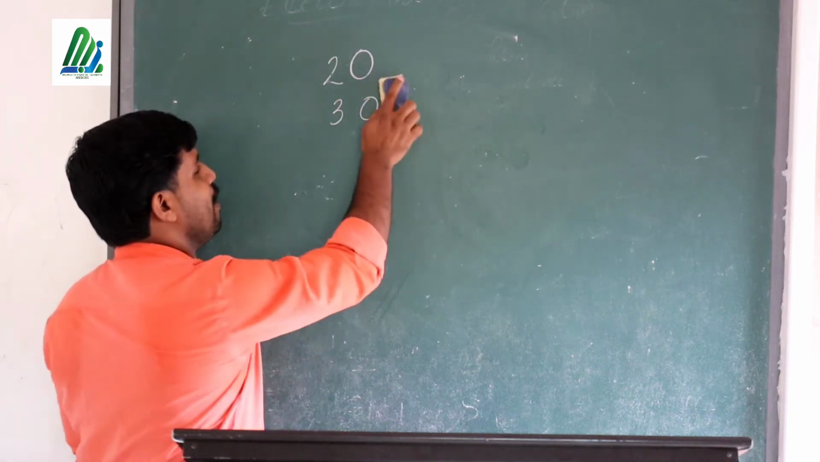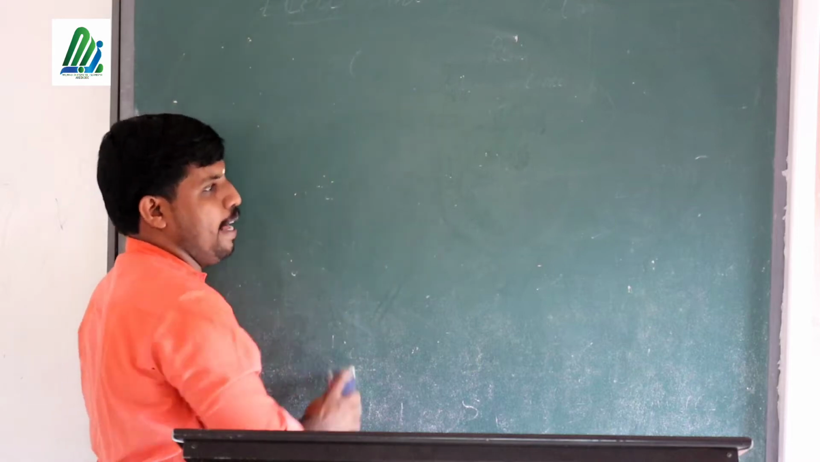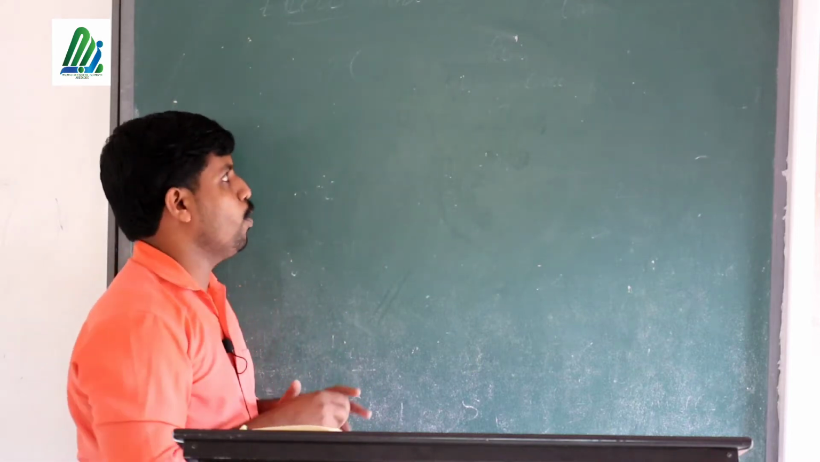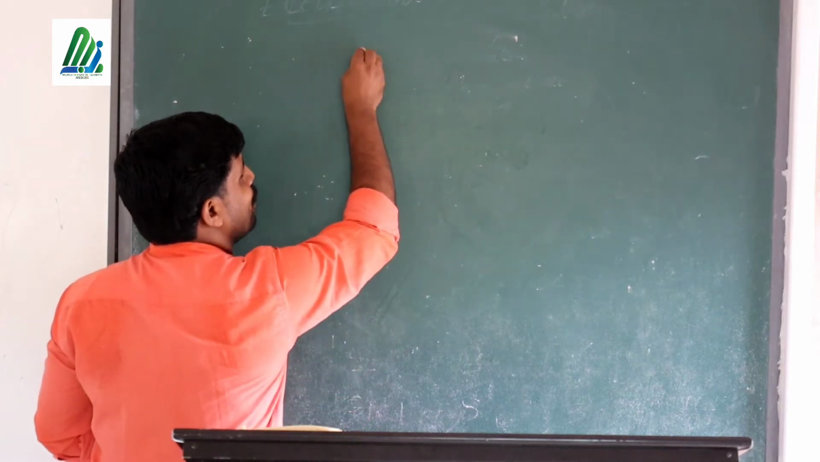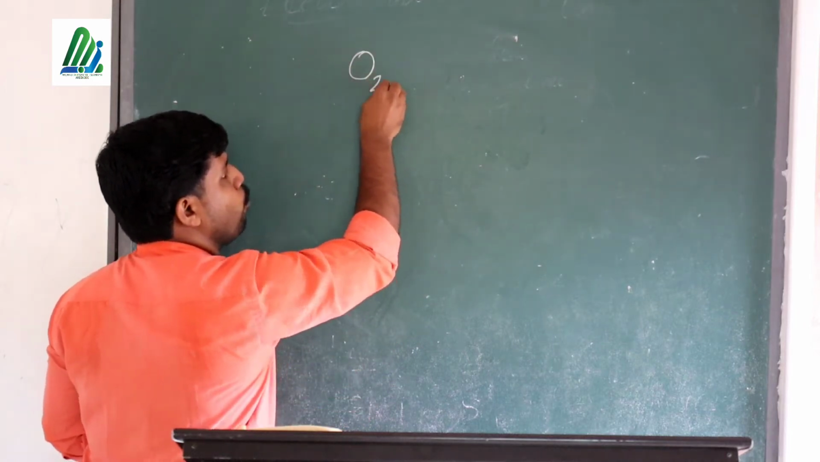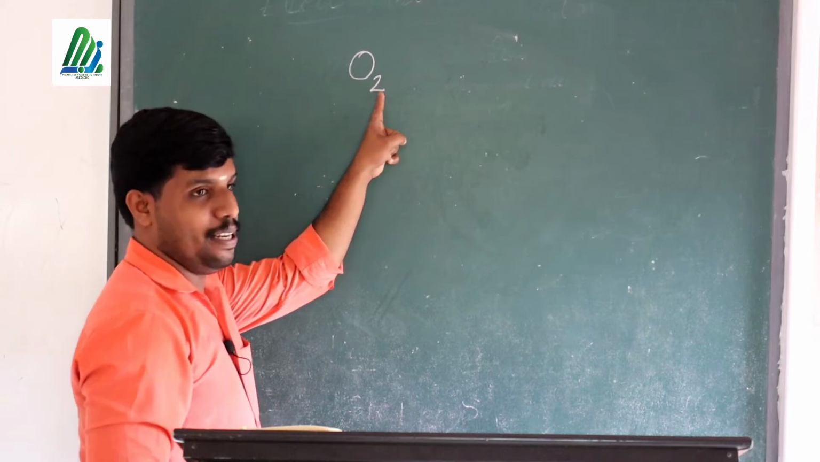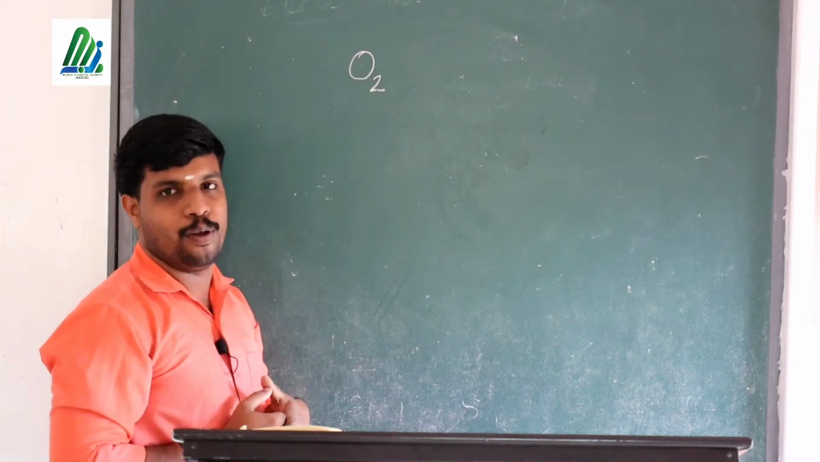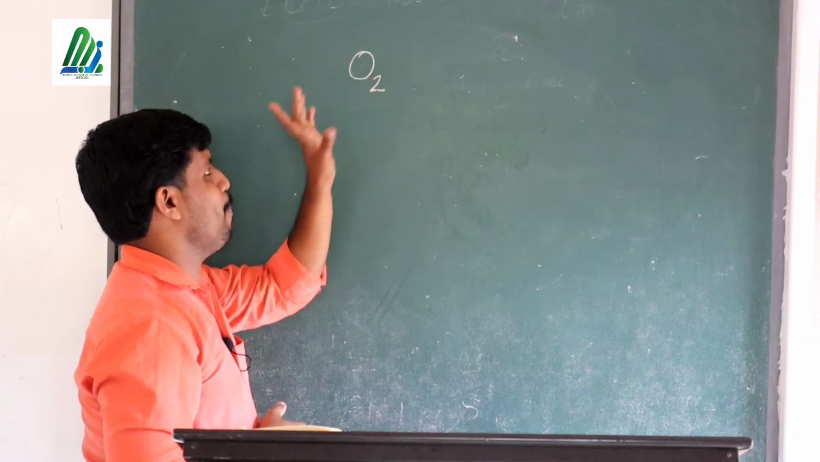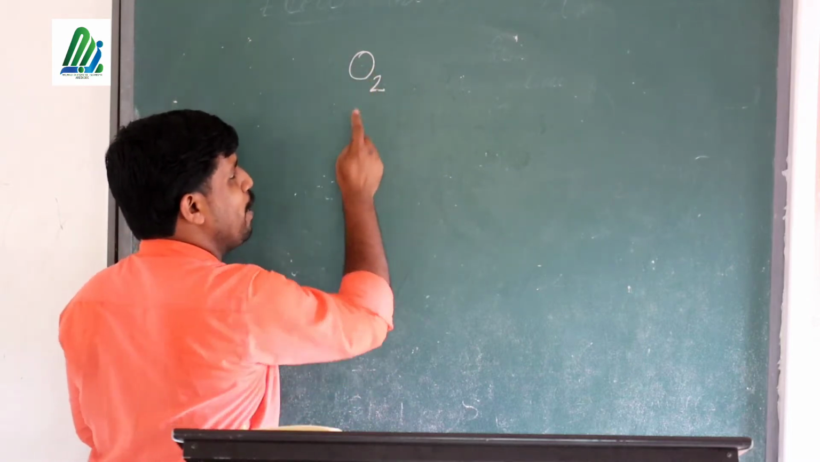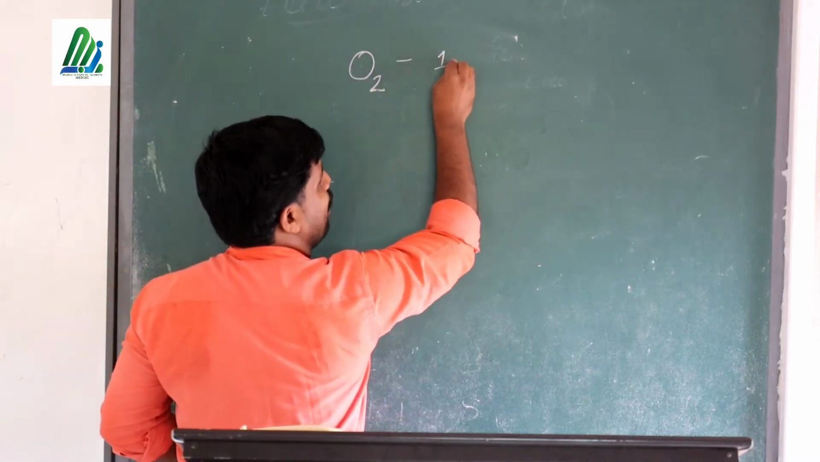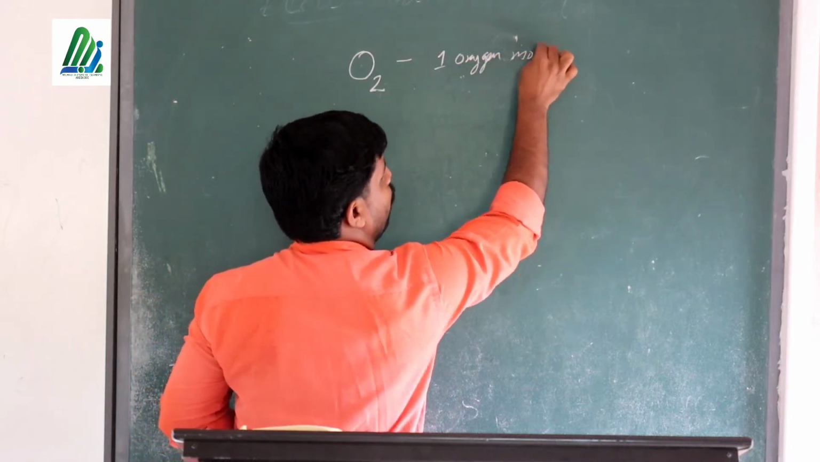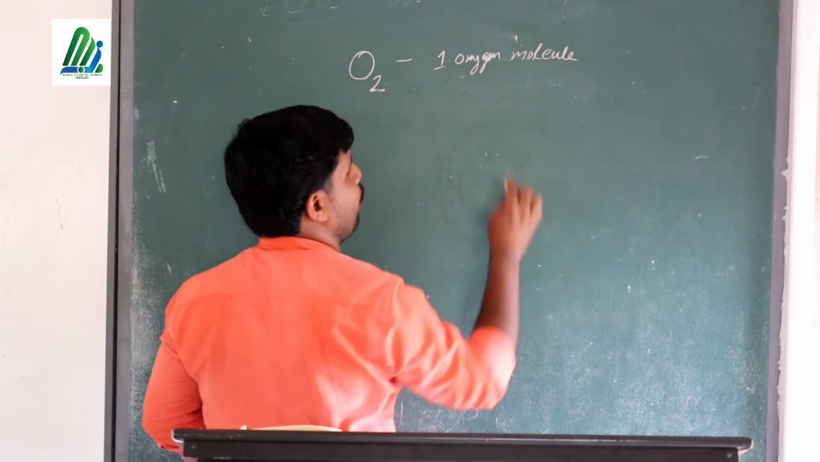But oxygen does not exist as an atom. It will combine with another oxygen atom to form one molecule. So one molecule of oxygen is represented as O2. Here two oxygen atoms combine to form one molecule. So O2 implies one oxygen molecule.